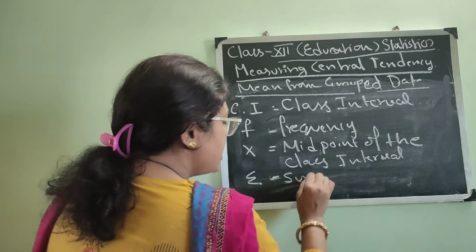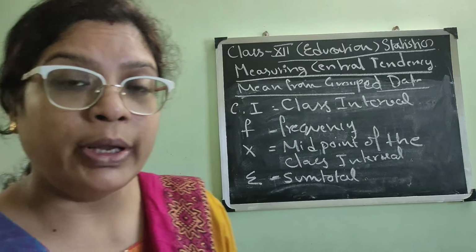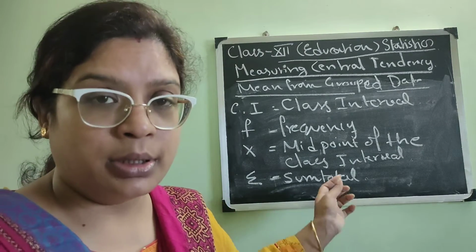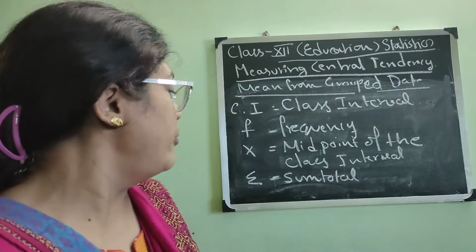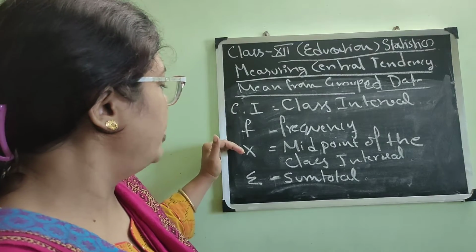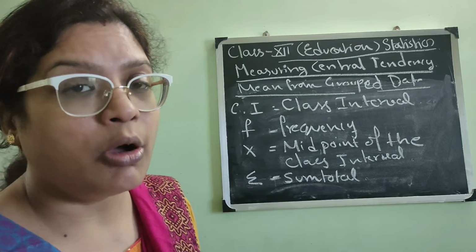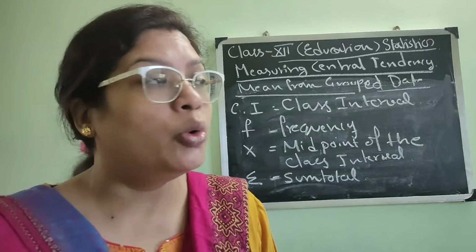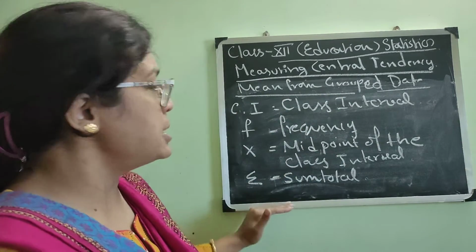Summation means sum total, which you have already learned when we were doing arithmetic mean from raw scores, where single digits are provided. What is the meaning of summation? You have already learned. So class interval, F means the frequency, X is the midpoint, and summation is the sum total of all the digits. This you have to understand before going to the process of mean from group data. So up to this, I think it is clear.